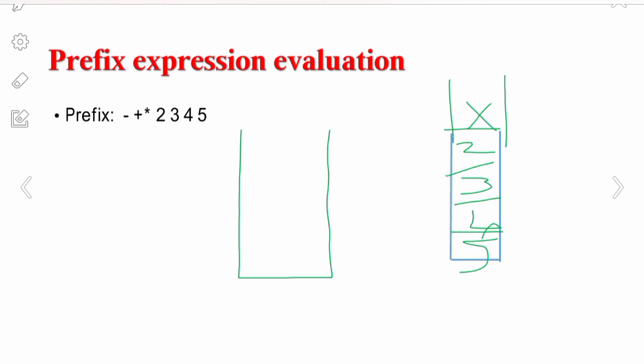So we'll take a new stack here with 4, 5, 6. 2 into 3 is 6. Now the addition operator is inserted here. Now 6 plus 4 becomes 10, right? So 10 will be inserted here. Okay, now minus is pushed to the stack. So 10 minus 5 is 5. So the final answer is 5. Okay, so this is the prefix expression evaluation.